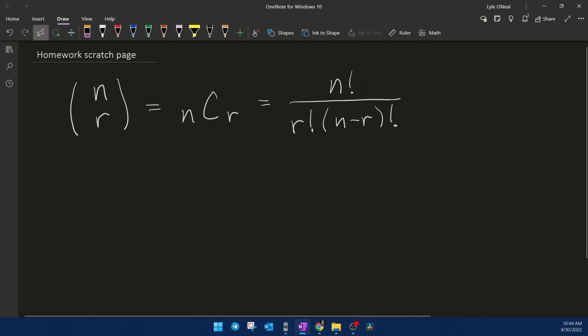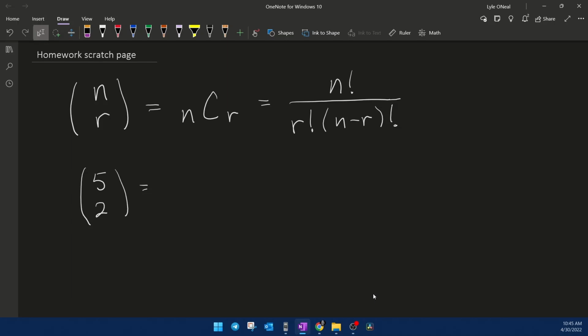The exclamation mark in math means factorial. So if we want to calculate this expression, we're going to have to know the value for n and r and then plug it into this formula. So for our particular problem, we have five things choosing two at a time in our nCr notation. That would be 5C2. But in the formula, that would be 5 factorial divided by 2 factorial times (5 minus 2) factorial.